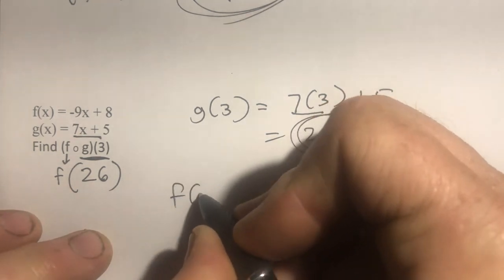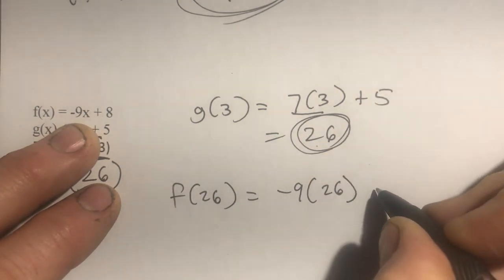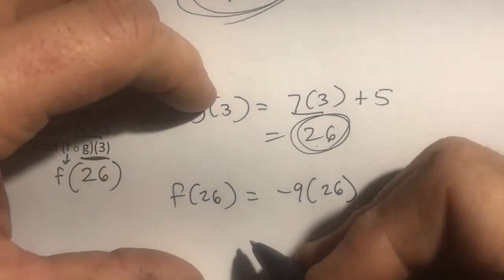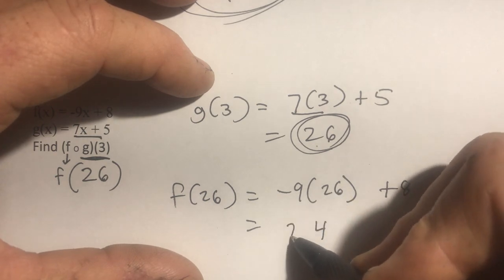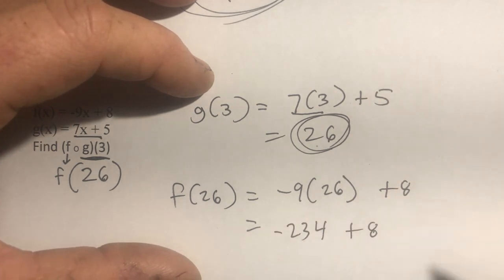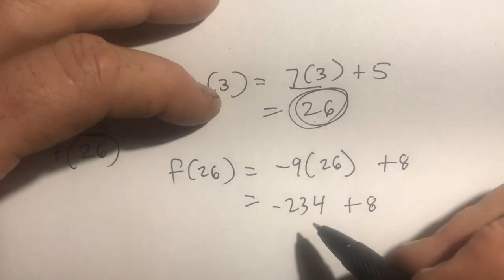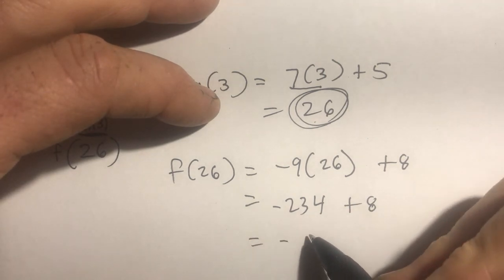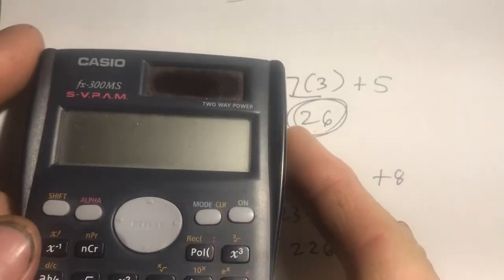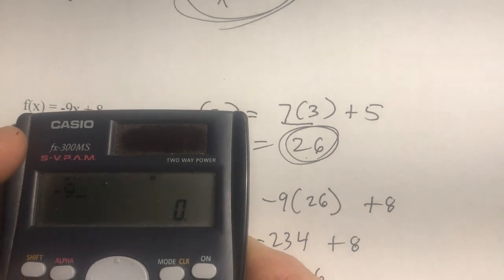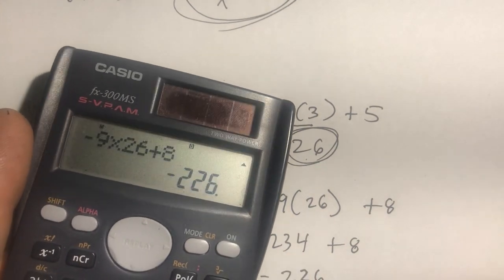So f of 26 is going to be, right here's the f function. I got negative 9 times 26 plus 8. All right, negative 9 times 26. 9 times 6 is 54, 5, 18, 2, 34, negative. Okay, I just did it in my head. Now you can just punch in the calculator. This is going to be negative 234 plus 8, which is negative 226. Okay, now right here, you could just punch this in the calculator. Let me just do it real quick. Say negative 9 times 26 plus 8. You just type it all at one time, negative 226. See there? So I was right.